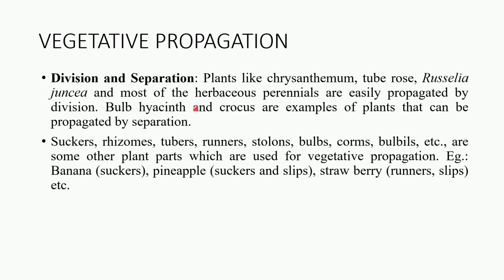The examples of division and separation in vegetative propagation are plants like chrysanthemum, tuberose, Rosella, gentiana, and most of the herbaceous perennials, which are propagated easily by division. Bulb hyacinth and crocus are examples of plants that can be propagated by separation. The suckers, rhizomes, tubers, runners, stolons, bulbs, corms, bulbils, etc. are some of the other parts of plants which are used for vegetative propagation. Examples are banana, where you can see the suckers; in pineapple, suckers and slips; in strawberry, runners, slips, etc.